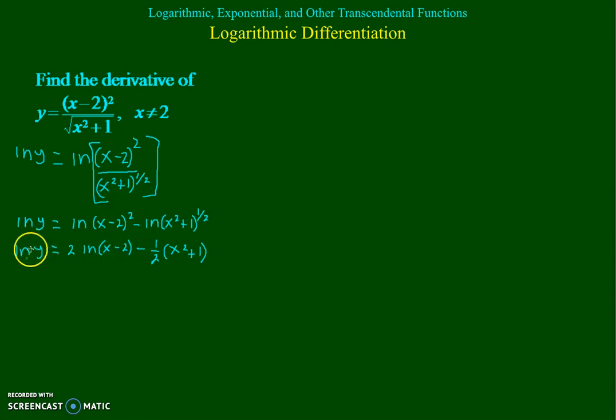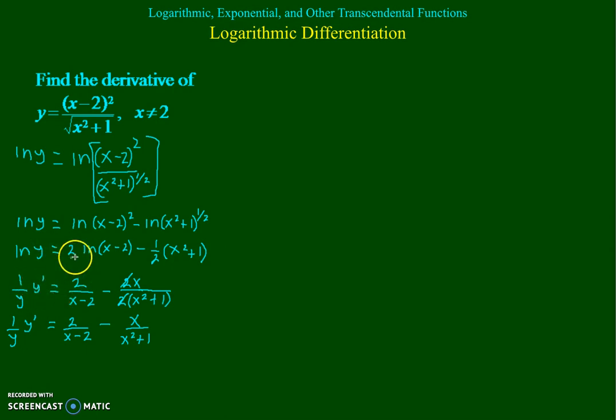And now I'm going to take the derivative of the left side and then the derivative of the right side. So for this first one, the derivative of ln of y is 1 over y times y prime, because we're assuming that y is a differentiable function of x. So this is just the chain rule, implicit differentiation. The derivative of this piece is 2 times 1 over x minus 2, which is just 2 over x minus 2. And the derivative of this is 1/2 times 1 over x squared plus 1, and the derivative of this piece is 2x. These 2's cancel out, and we're left with this piece.